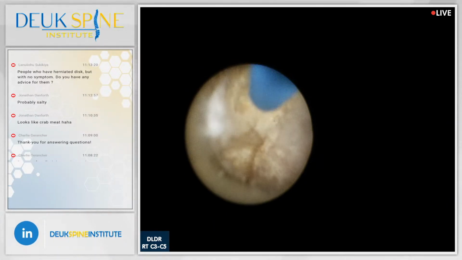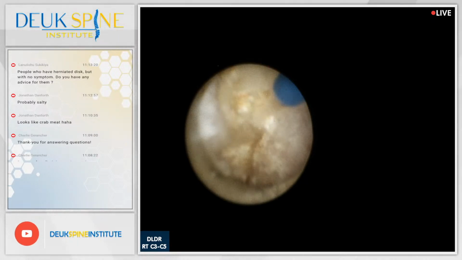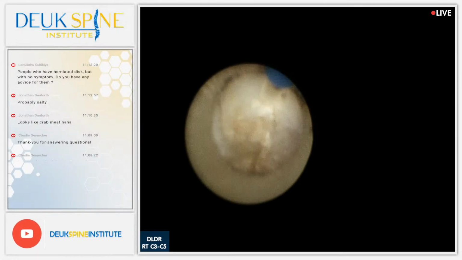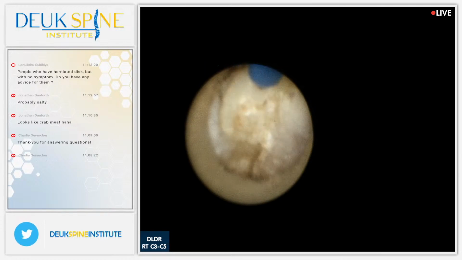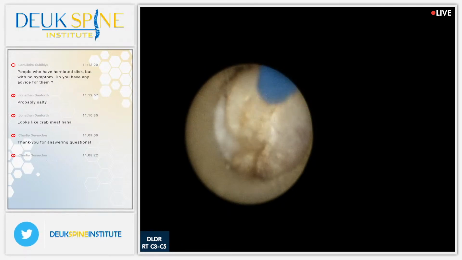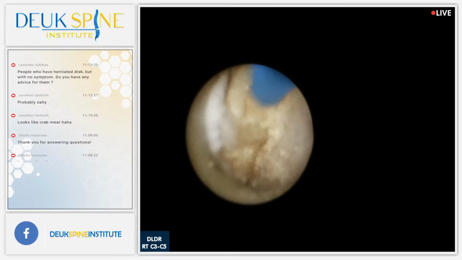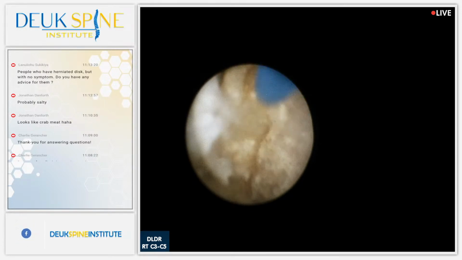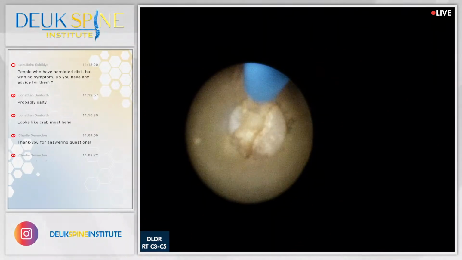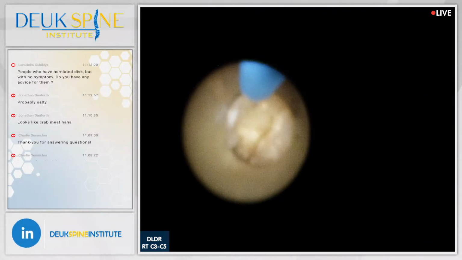The UBE technique is more invasive, more bleeding, more scar tissue, more damage, less effective, longer recovery. It involves removing bone and ligament from the spine, normal bone and normal ligament that we shouldn't be taking out. We don't do that at Deuk Spine. We leave all your normal bone and ligament there. We don't need to take it out to do our surgery. All right. Next question.